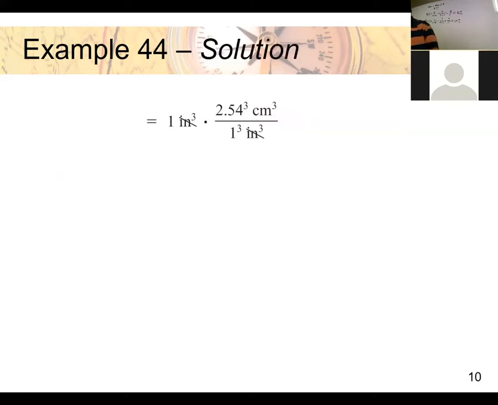On the next slide, you'll see that if we cube 2.54, that's approximately 16.4 cubic centimeters. So here, a cubic inch is equivalent to 16.4 cubic centimeters. Because 1 inch is 2.54 centimeters, we just cube the left and the right side.